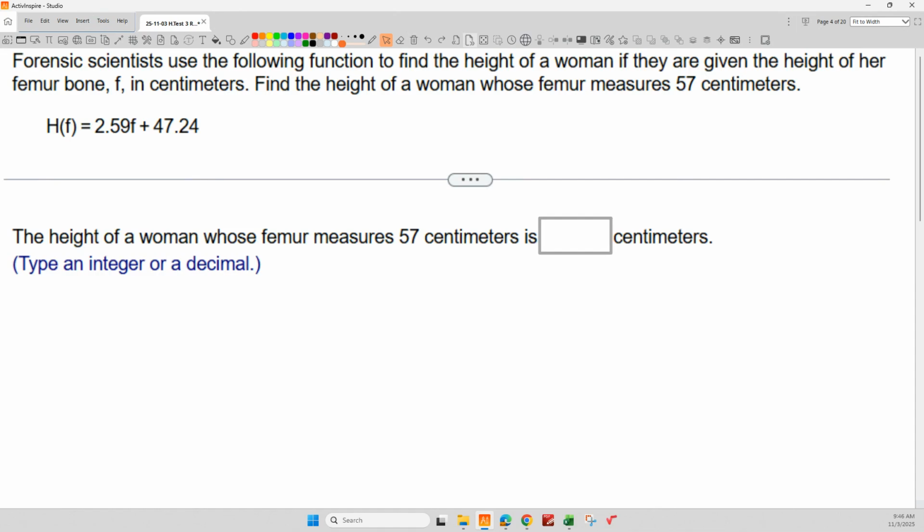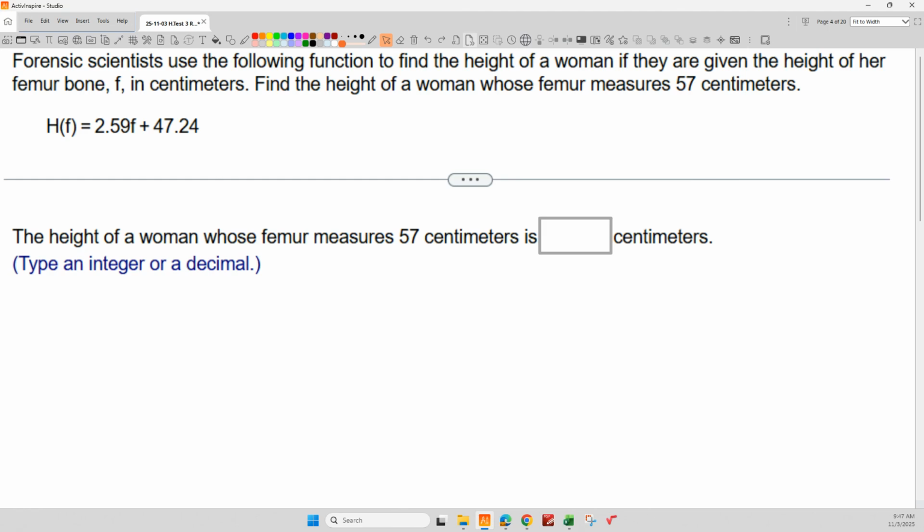Forensic scientists use the following function to find the height of a woman if they are given the height of her femur bone, F, in centimeters. So this is the function they use to predict height. Right here, they give it to us as H of F. F is the input, that's the length of the femur in centimeters. So how would we predict the height of a woman whose femur measures 57 centimeters? What would we do?